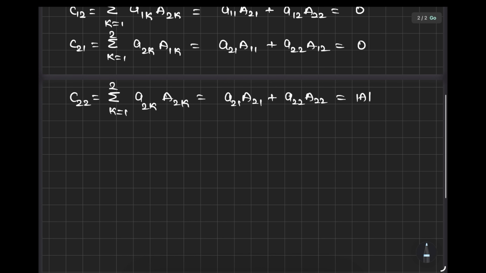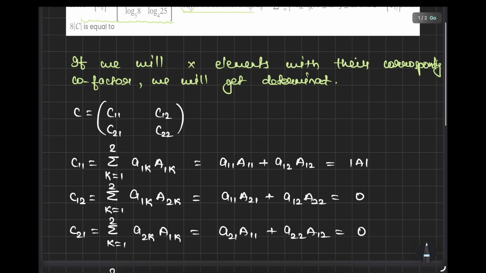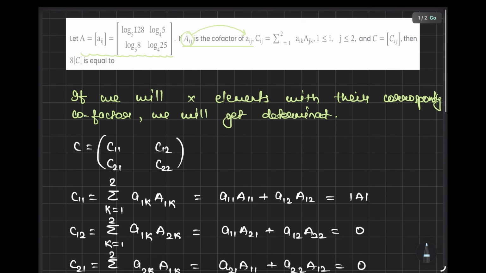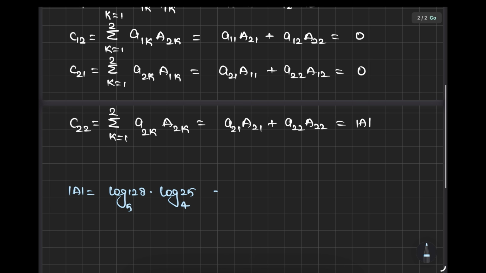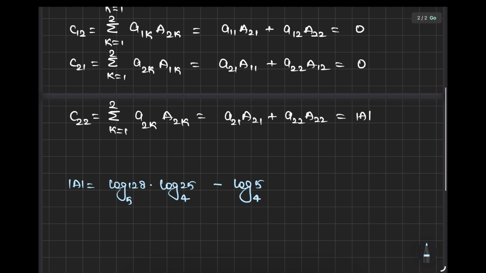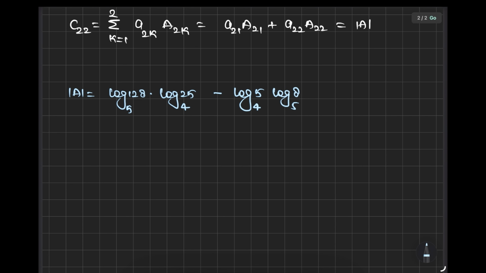So look at this, let's try to calculate the determinant of A. It is log128 base 5 times log25 base 4, I think this is correct, yes, minus log5 base 4 times log8 base 5. Okay, so we need to simplify things.